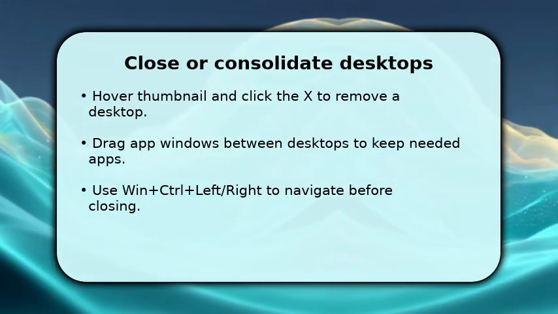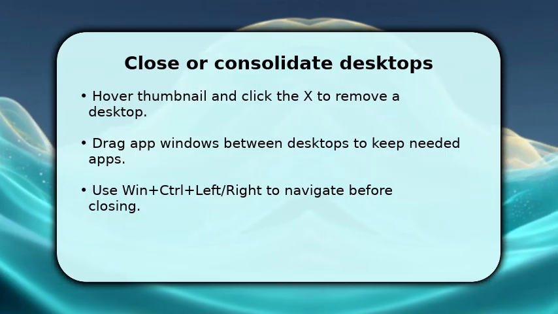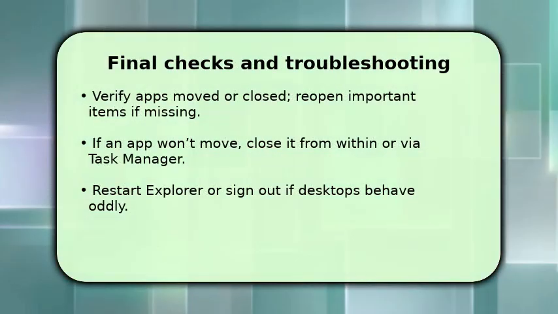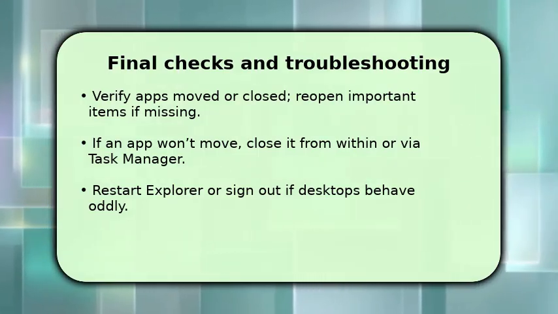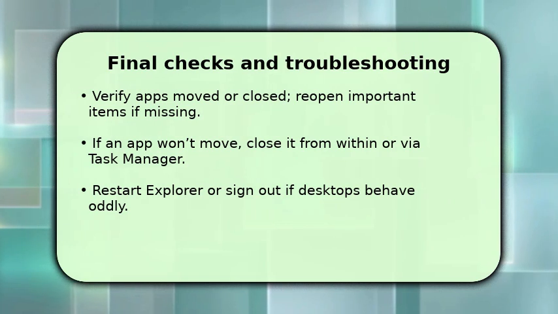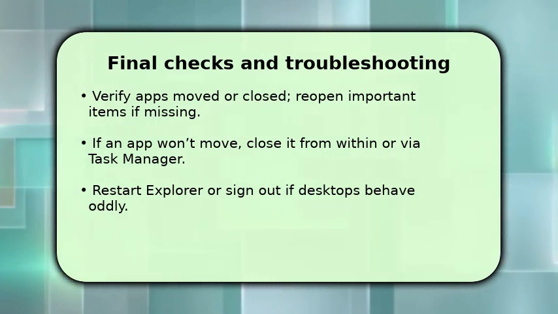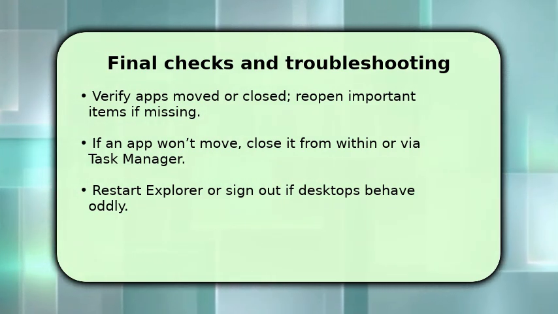This approach prevents mistakes by confirming that each closed desktop left active apps where you expect them, and reopen anything missing. If a stubborn app won't move, close it normally or open Task Manager, Control plus Shift plus Esc, and end the task, then reopen on the desired desktop.